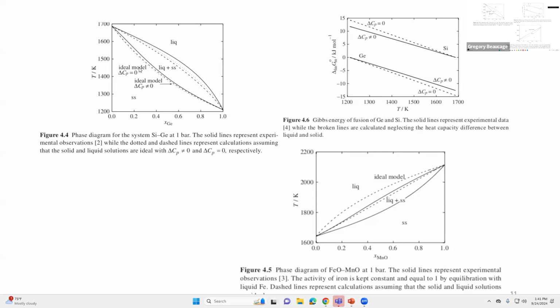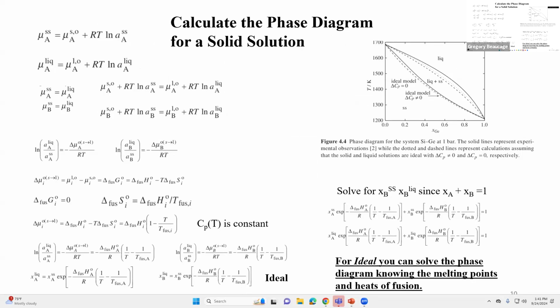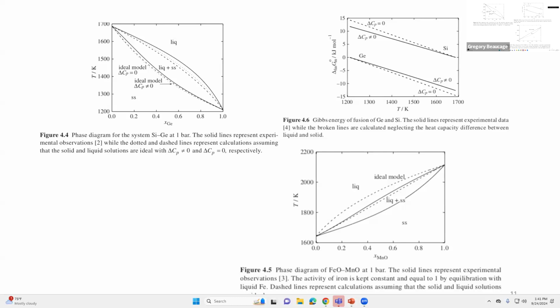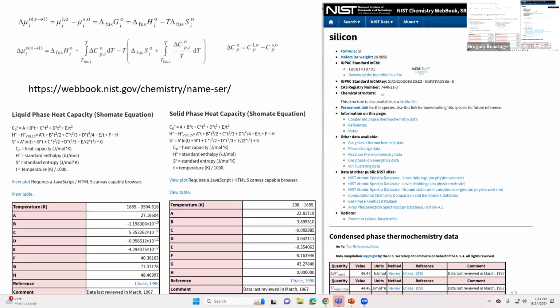So this is a simple thing to look at, and then it can become more complicated to make it work right. This is just showing how this works. You just integrate for the solid and integrate for the liquid, Cp dT, and then you can get the transition to the temperature you want.